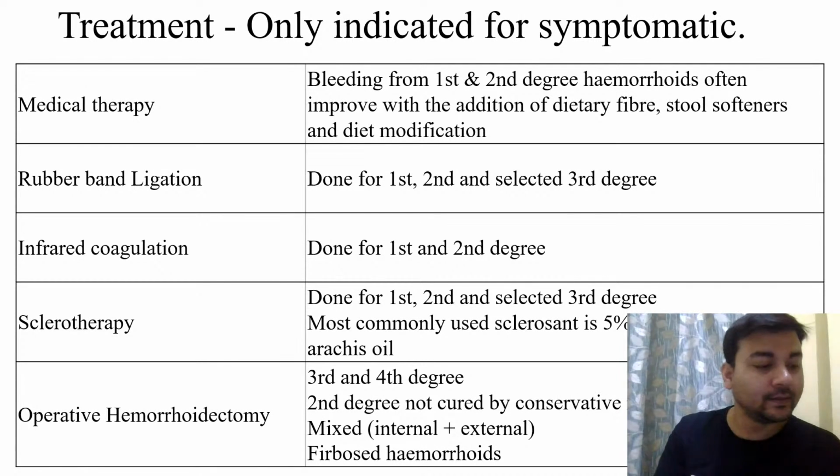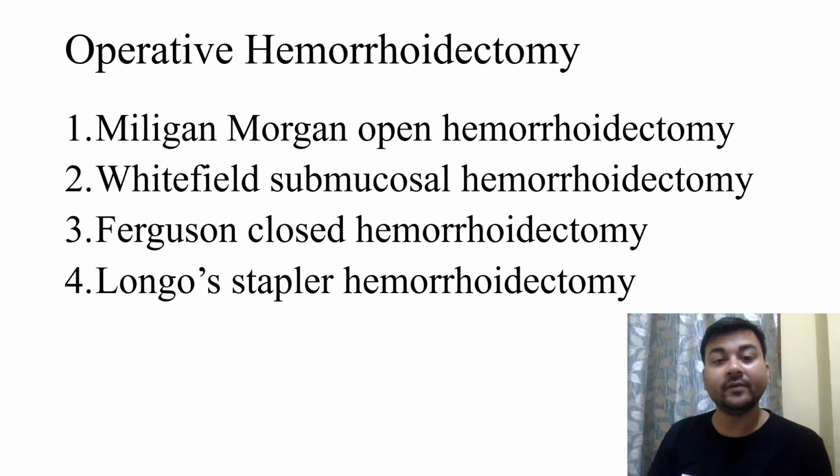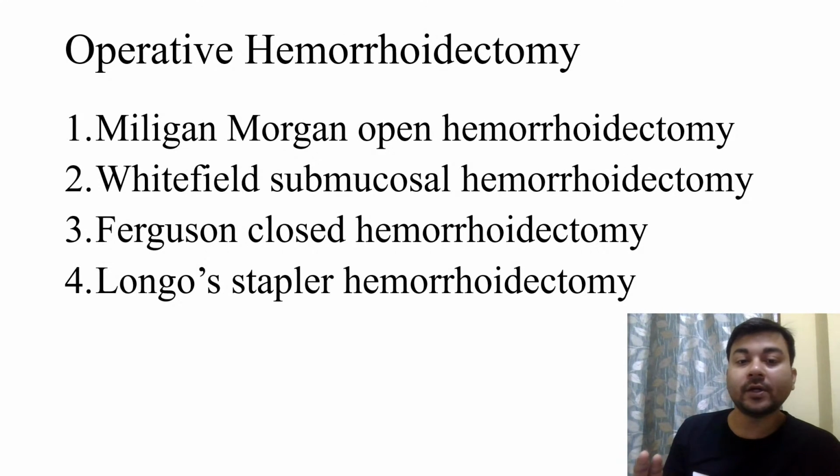Let's discuss. Yes, Nishant, very good. Longo stapler hemorrhoidectomy is nowadays considered the treatment of choice. Operative hemorrhoidectomy is of four types. One is open hemorrhoidectomy, also known as the Milligan-Morgan procedure. Second is closed hemorrhoidectomy, also known as the Ferguson procedure. Third is Whitehead, and fourth is Longo stapler hemorrhoidectomy.